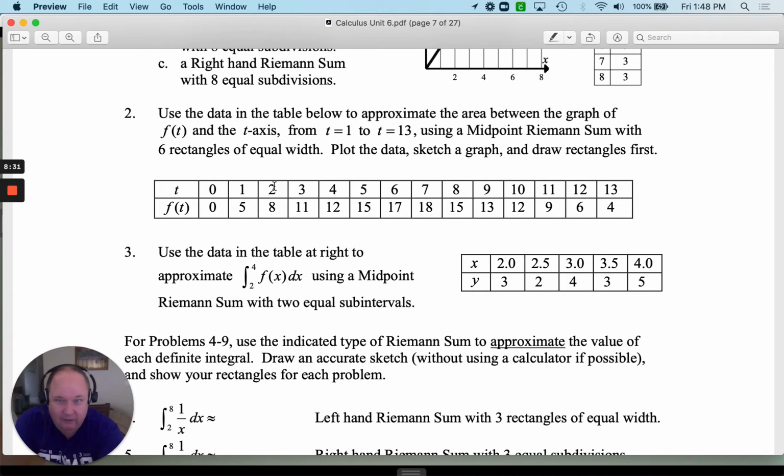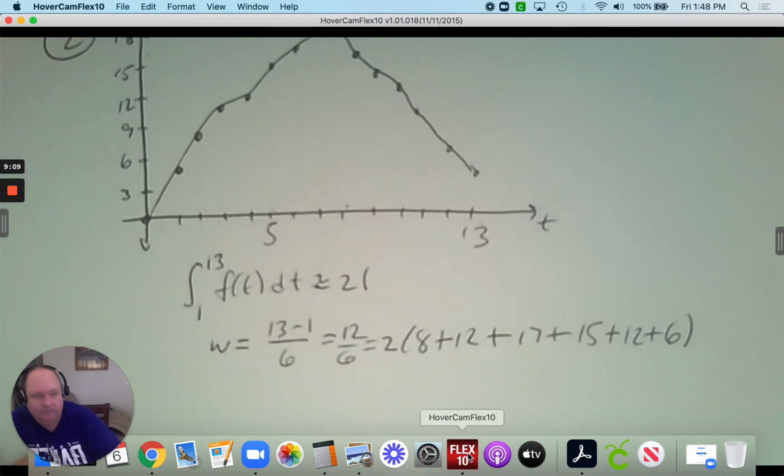But between 1 and 3, the midpoint would be 8. And then between 3 and 5, the midpoint would be 12. Between 5 and 7, the midpoint would be 17. Between 7 and 9, the midpoint would be 15. Between 9 and 11, the midpoint would be 12. And between 11 and 13, the midpoint would be 6. So this is the setup. So those are all the midpoint heights, the middle heights.